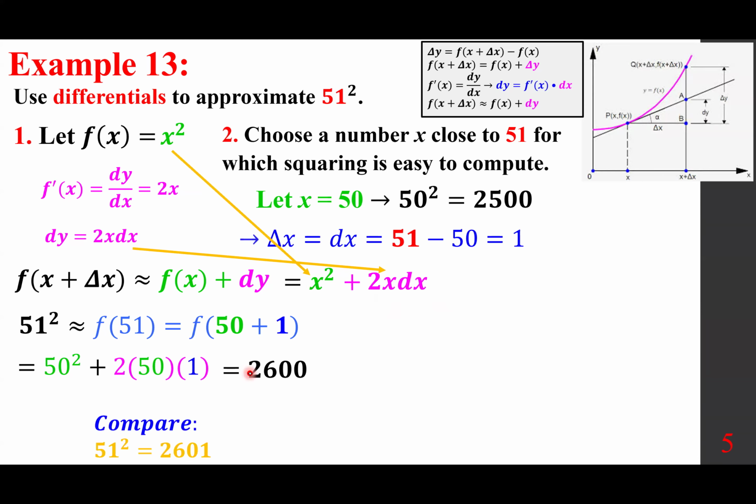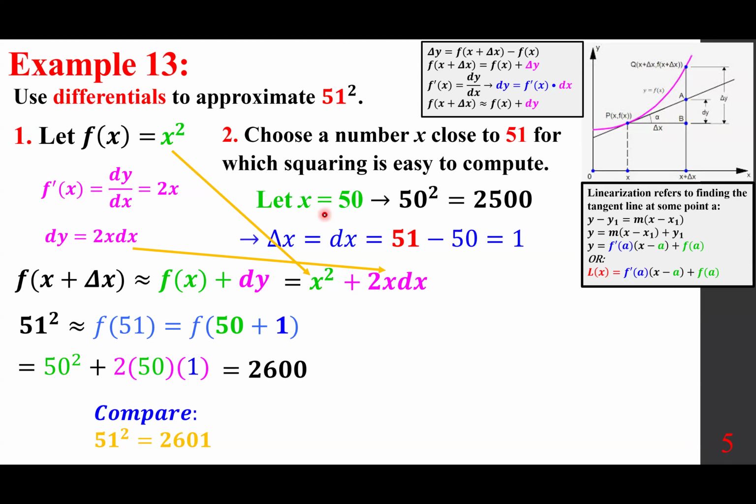And as mentioned before, the actual answer is 2601. As you can see, it's extremely close. So using the differentials, we came up with an answer which is very close. And the reason it's close is because delta x, in comparison to x, is very small. That's why. When it's small, it results in a very good approximation. And we're done with that.